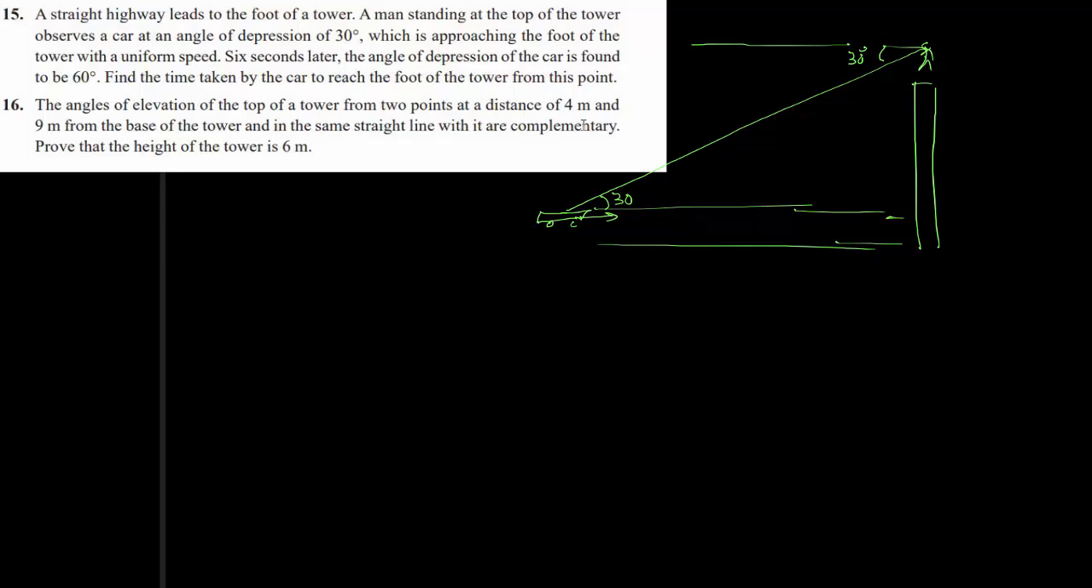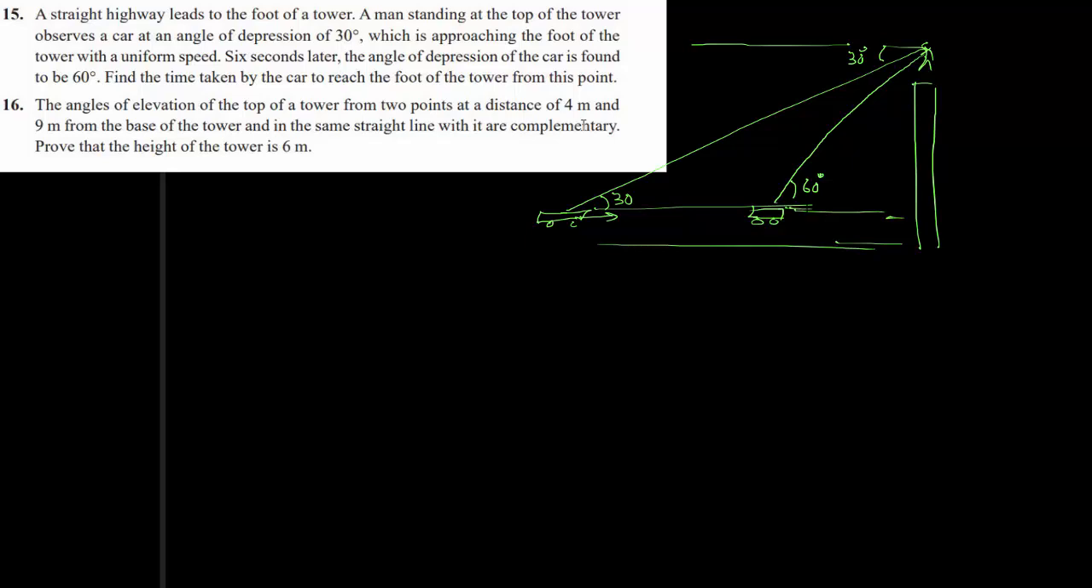Which is approaching the foot of the tower at a uniform speed. So it's traveling at a uniform speed. After 6 seconds, definitely it will reach closer to the tower. For example here, because the car is moving. So when it reaches here, the angle of depression of the car is found to be 60. So when the man sees the car, the angle of depression is 60, right? Find the time taken by the car to reach the foot of the tower from this point.